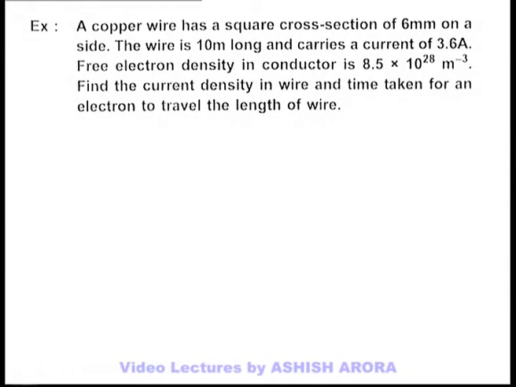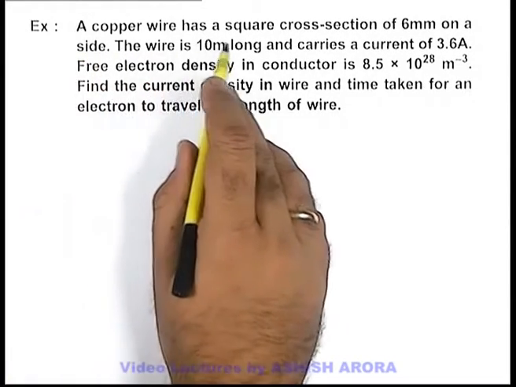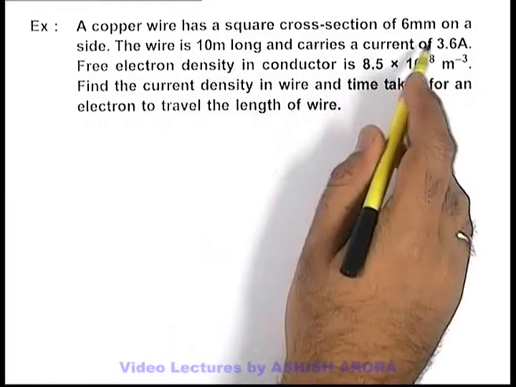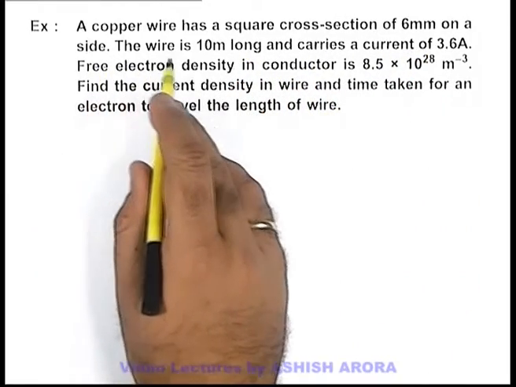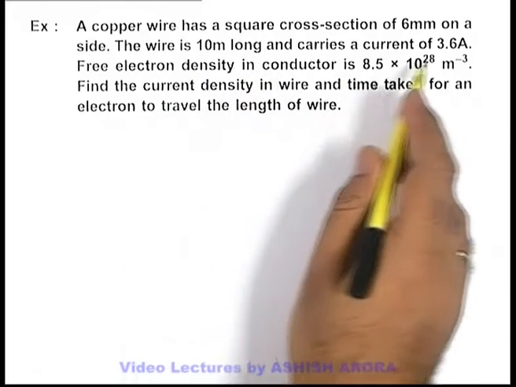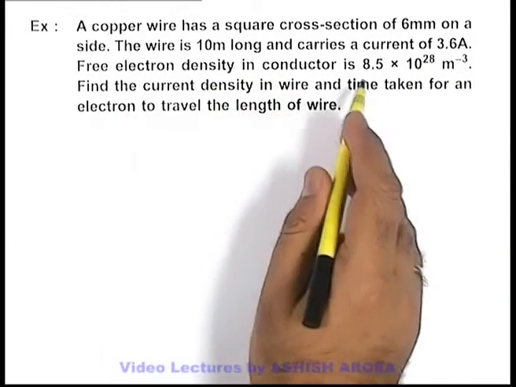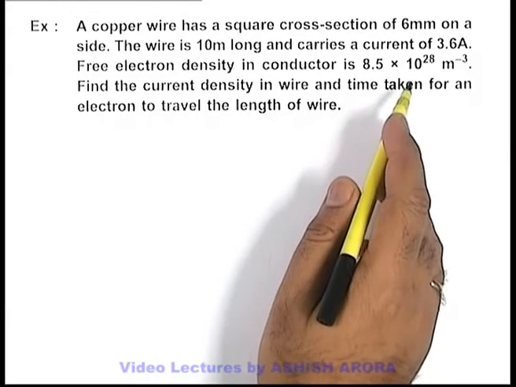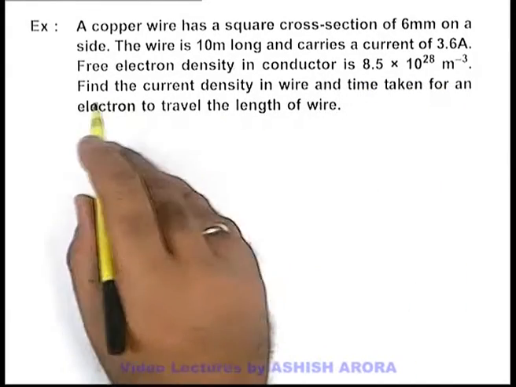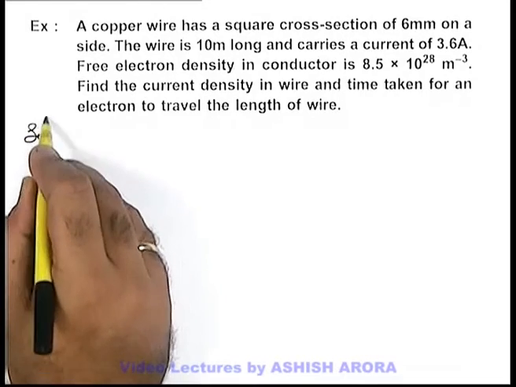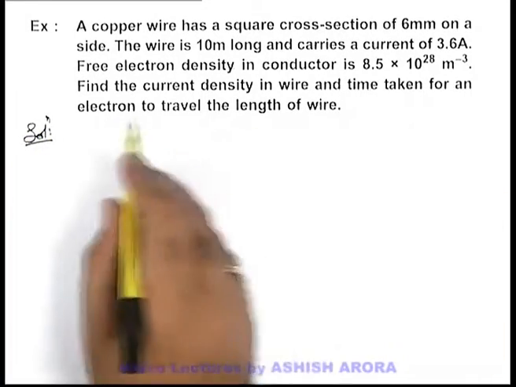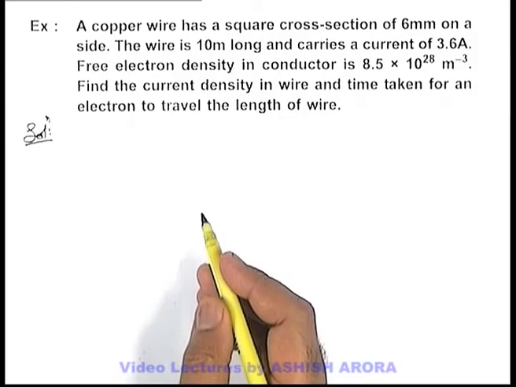In this example, we are given that a copper wire has a square cross section of 6 mm on the side and the wire is 10 meter long and carries a current of 3.6 ampere. Free electron density is also given at 8.5 into 10 to the power 28 per meter cube. And we are required to find the current density in the wire and time taken for an electron to travel through the length of the wire.